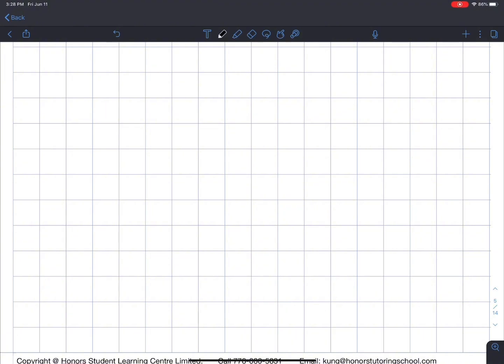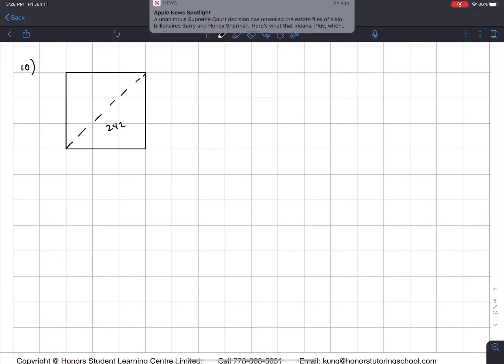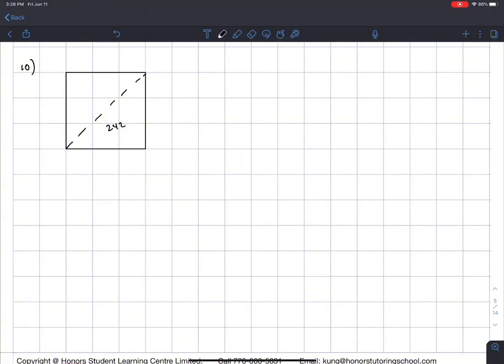Question 10. A right triangle is made by cutting a diagonal on a square. So we just have a square. Maybe I'll make it slightly bigger. So we cut this diagonal, and the area of this right triangle is 242 centimeters squared. So I can say this is also 242 because they're exactly the same. And I can call these sides x.